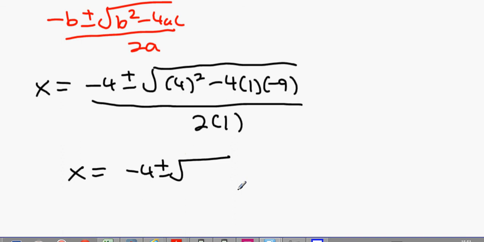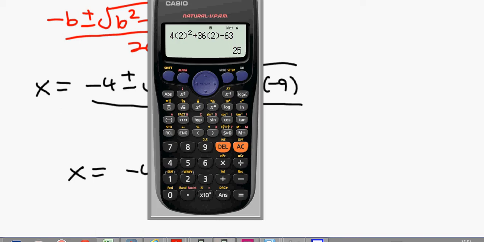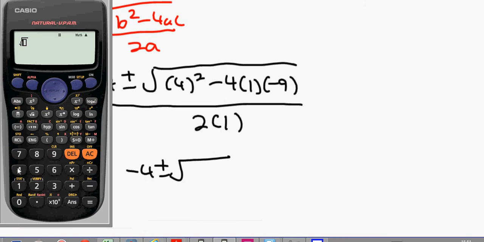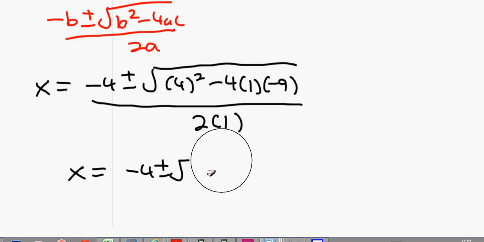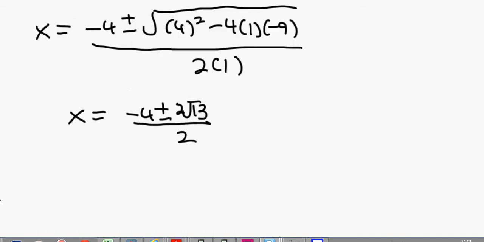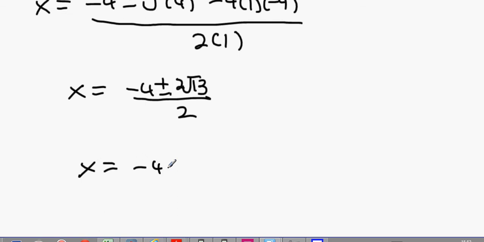Now we can put this into the calculator right away. It's going to be square root of 4 squared minus 4 bracket 1 bracket minus 9, which gives 2 root 13. Okay, so it's going to be 2 root 13, and that's all going to be over 2. Now this means there are two answers exactly like last time. X is equal to minus 4 plus 2 root 13 over 2, or minus 4 minus 2 root 13 over 2.